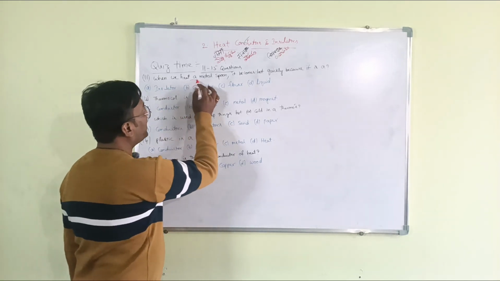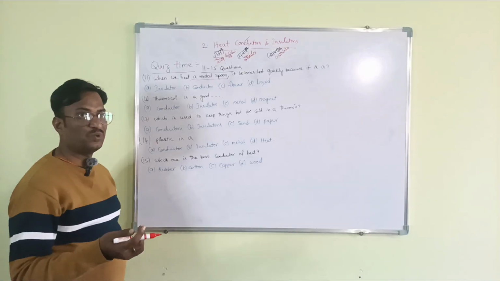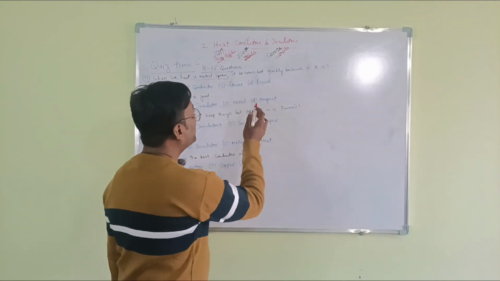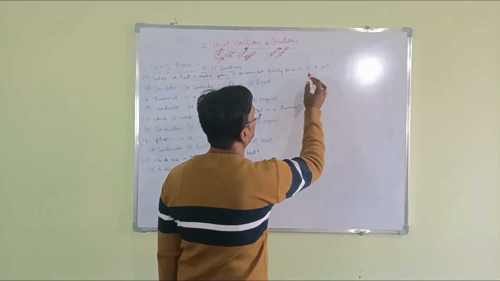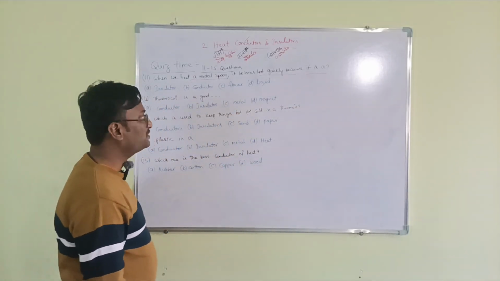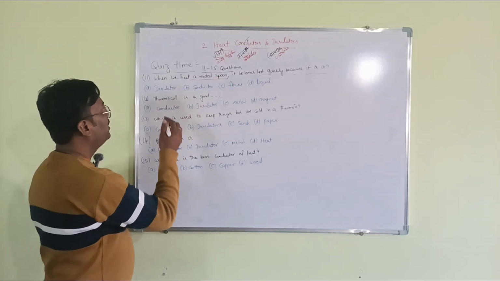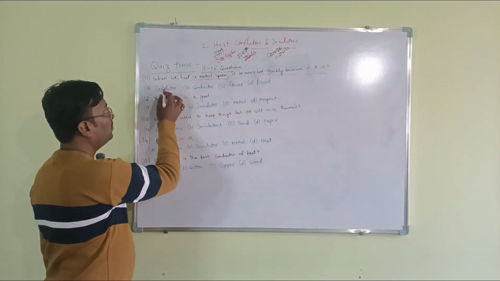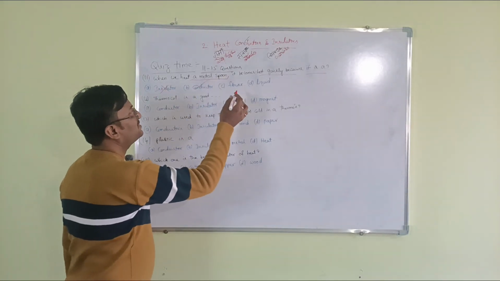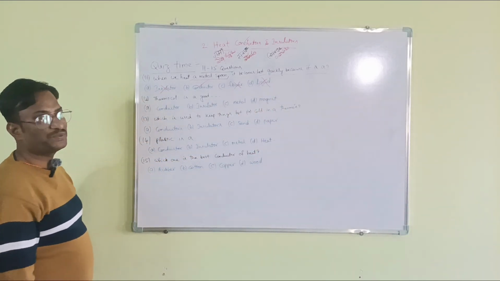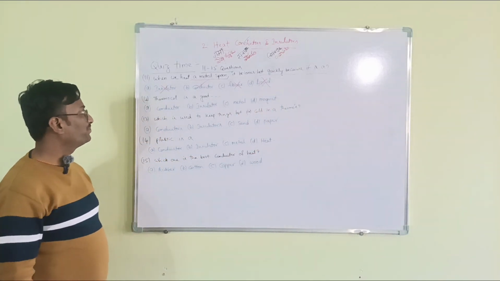When we heat a metal spoon, it becomes hot quickly. Why does the metal spoon become hot quickly? What is a metal actually? Is it an insulator? No. Conductor? Yes. Not flour, not liquid. The right option is conductor.